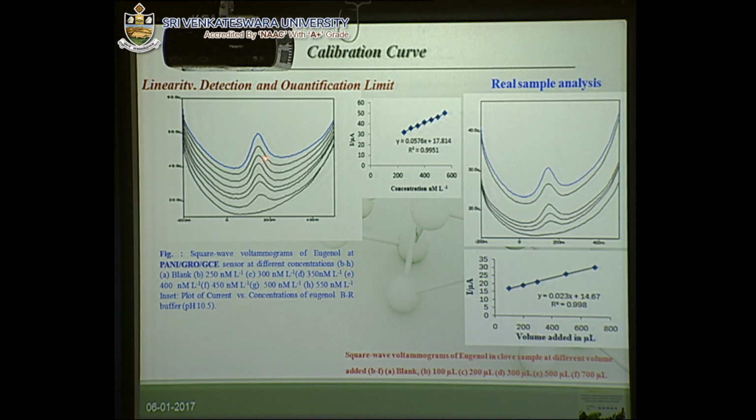The current is continuously increasing as we increase the concentration of eugenol. After fabricating the polyaniline graphene oxide glassy carbon sensor and characterizing how much amount of modifier is required for the glassy carbon electrode and what should be the pH, we have done calibration studies and a straight-line curve is there, and we can easily find out the concentration from this, and it goes up to this.